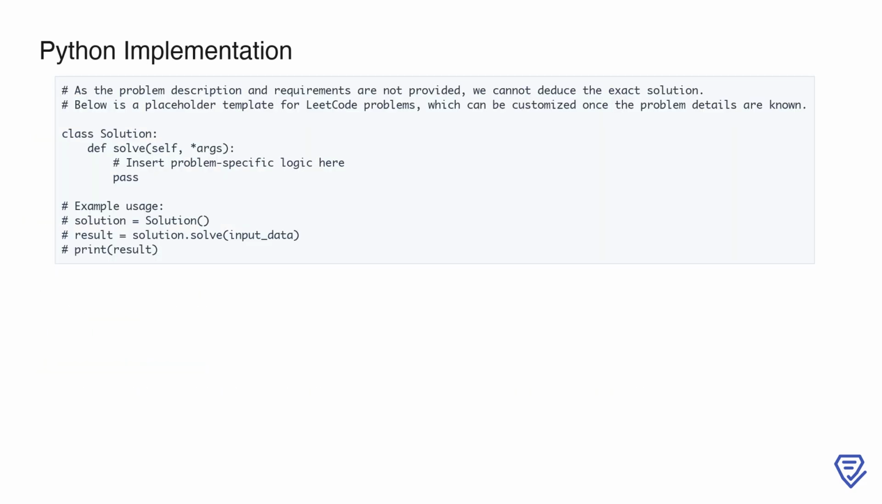Since the problem description for LeetCode number 1083 is unavailable, the implementation cannot proceed without understanding the requirements, constraints, inputs, and outputs. The provided template includes a generic solve method within a Solution class, which is the standard structure for LeetCode problems. Once the problem details are clarified, this template can be extended to handle specific logic, such as iterating over inputs, applying algorithms, e.g., sorting, dynamic programming, recursion, and returning results. Example usage comments are included to demonstrate how the solution would be executed with appropriate inputs.